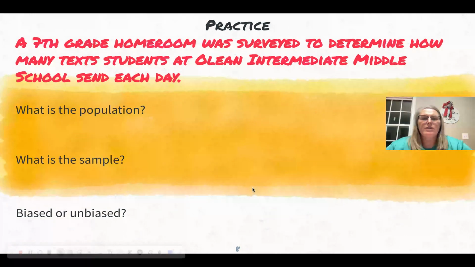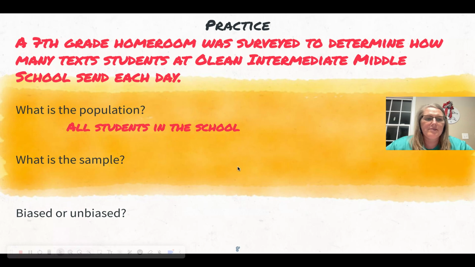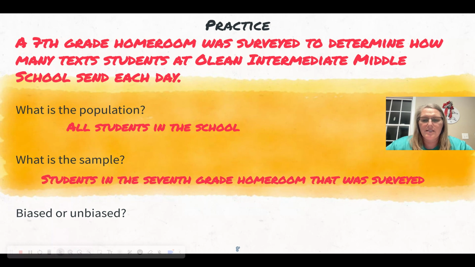All right, so let's look at this one. A 7th grade homeroom was surveyed to determine how many Texas students are at Olin Intermediate Middle School each day. So what is the population here? Yep, it's all the students in the school. What would be the sample? Just the students in the 7th grade homeroom that was surveyed. So would you consider this biased or unbiased?